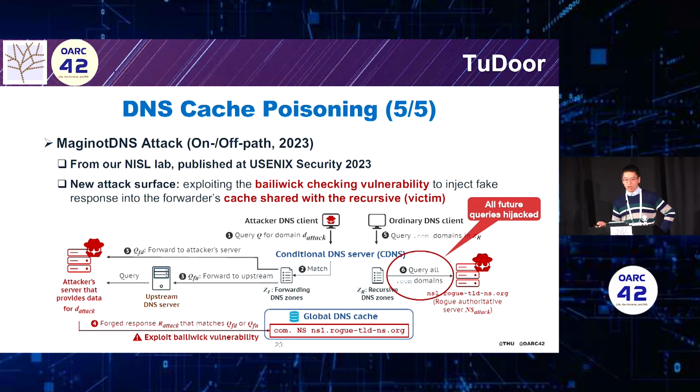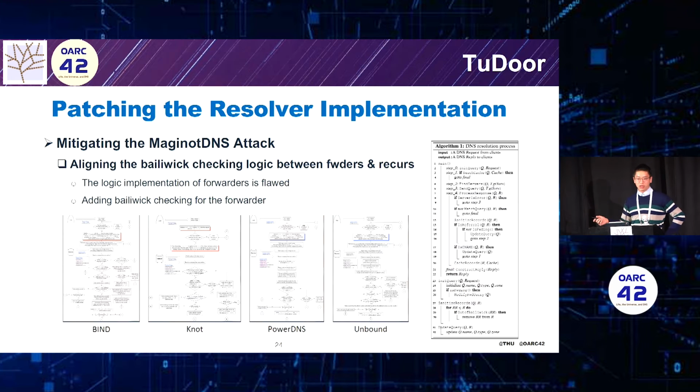The bailiwick checking rules at initialization are different, so we can easily forge this attack, bypassing the bailiwick rules. This is one demo of how the bailiwick rules differ at the initialization stage, for example in BIND, Knot, PowerDNS, and Unbound software.